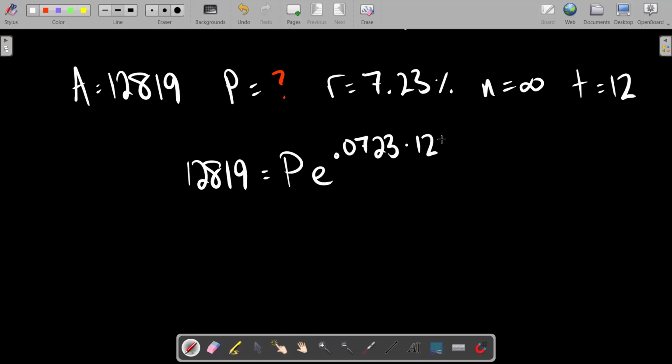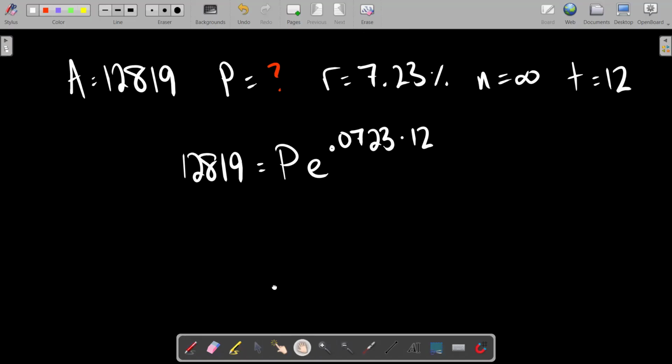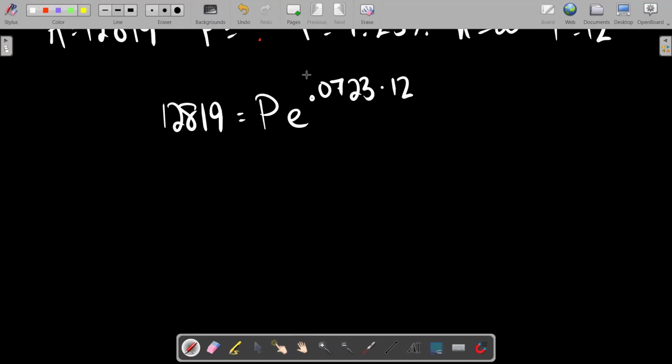I'd like for everyone to not ever miss this. Okay? When we type this in, you have to put in these yellow parentheses. That's really important because otherwise the calculator will only raise e to the power of 0.0723 and then it'll later multiply by 12. It'll do what you tell it to do. So we need to bully it into breaking the order of operations.